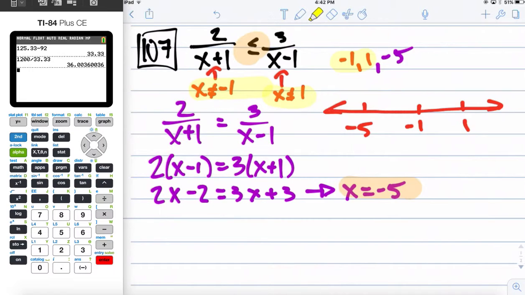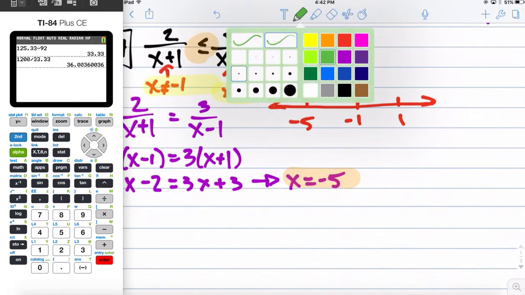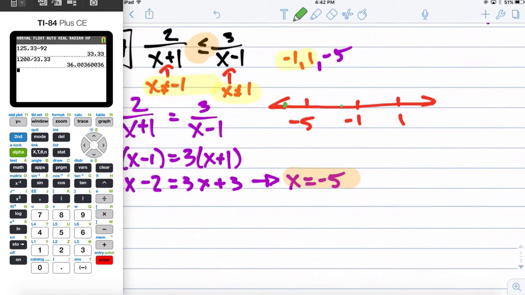So we need to test. Let's pick some points. In particular, we'll try something over here, something there, something there, something there. So I'm going to make a little chart. I'll do negative 10, negative 2, 0, and positive 10.